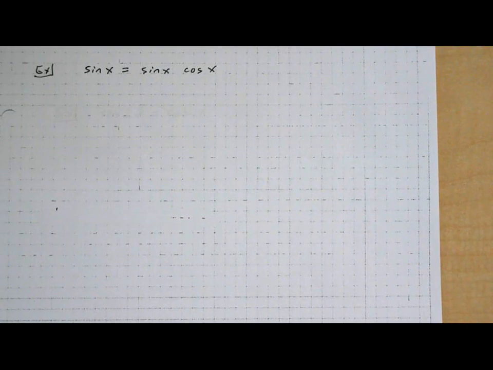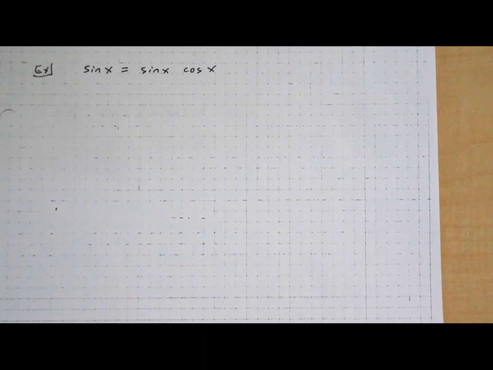I had a problem similar to this on our test last year, and I had so many people say, you know what, I'm just going to divide on both sides by sine x. Then I'll have 1 equal cosine x, and that'll be easy. I'll write down those solutions and we'll be done. That's problematic, though, because you're going to lose some solutions if you do that.